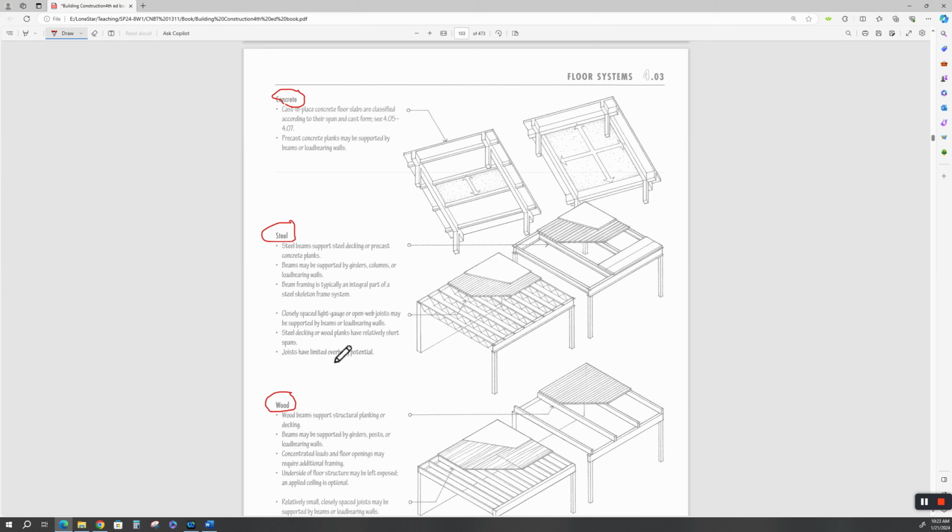Let's see, what else we have? He makes a point here of joists having limited overhang potential. Well, that's true, and that's not true. I've used heavy, they're not bar joists, these are bar joists because the webs are little bars, and the bottom chord and top chord are angle iron. But I've used heavy steel joists that are all angle iron, top and bottom.